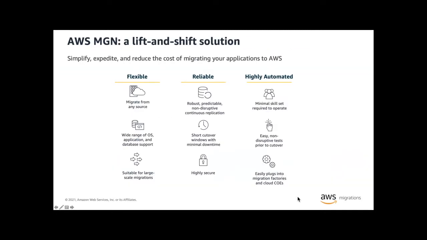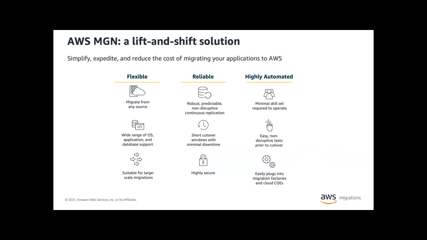When it comes to AWS MGN, or Application Migration Service, it's pretty much a solution for lift and shift. It automates the process for lift and shift, and helps you migrate physical servers, virtual servers, or even other cloud services to AWS without any compatibility issues, any disruption, or long cutover.